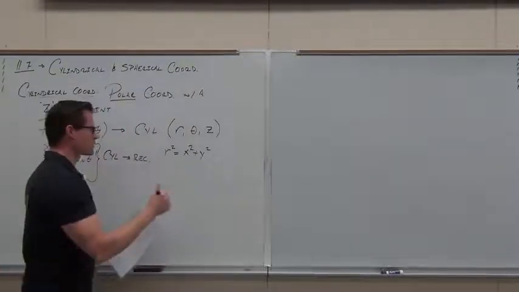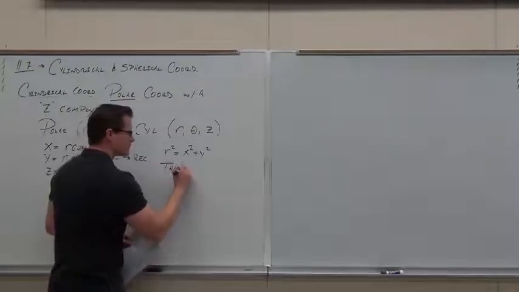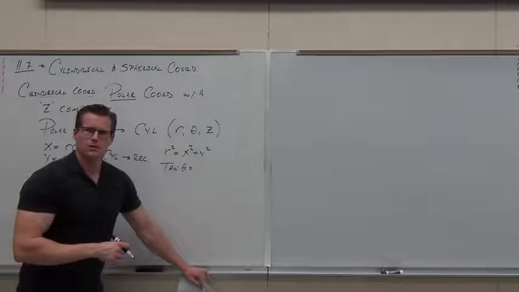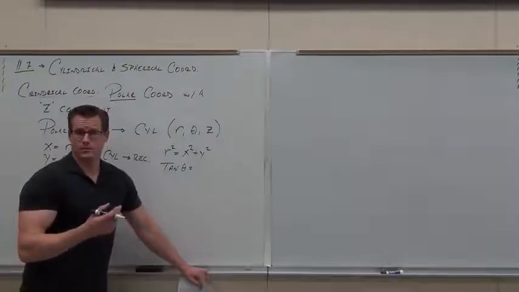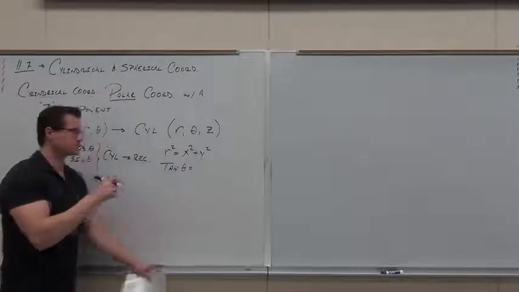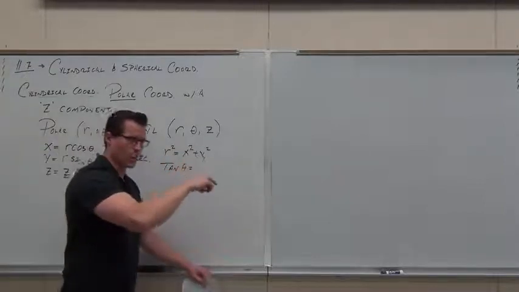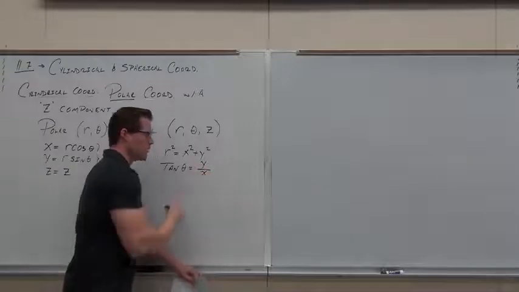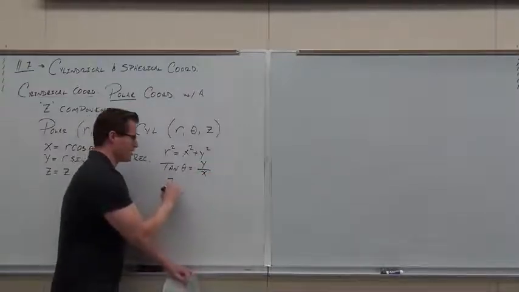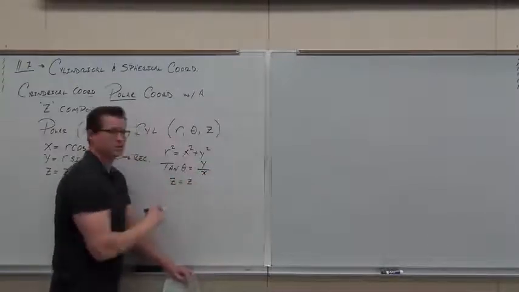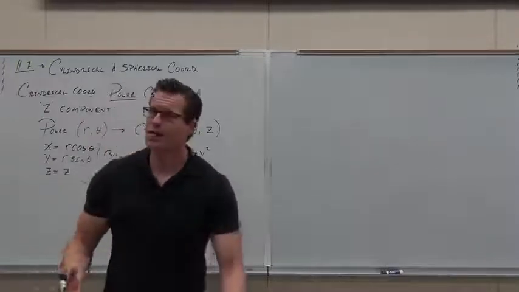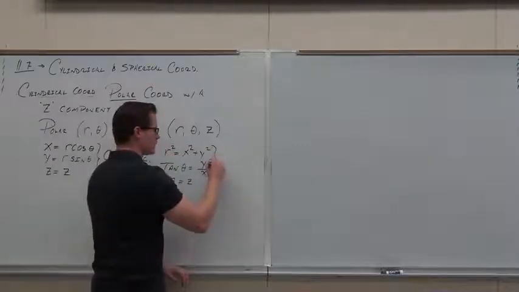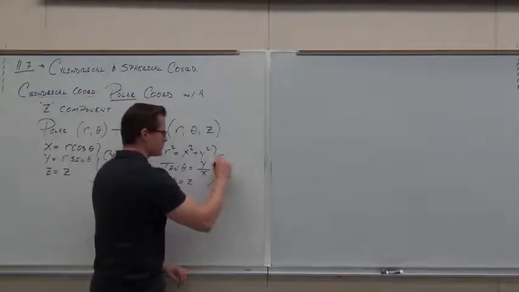We also know a couple other things. Tangent theta, we always define this as, well, sine over cosine, but if sine is the y and the x is the x, that's y over x. And then, hey, how much is z? Z is z, because there's no change there. This is how you would go from rectangular to polar. Or, sorry, cylindrical. Same thing.